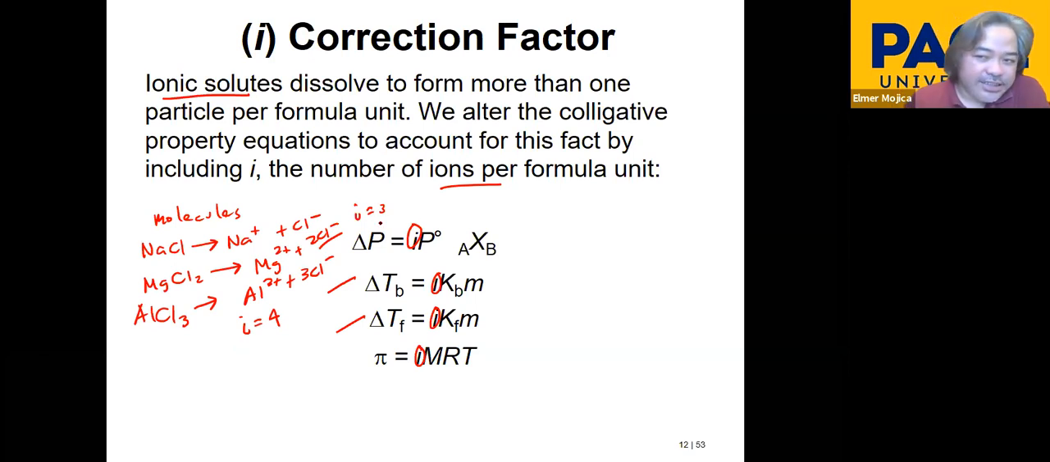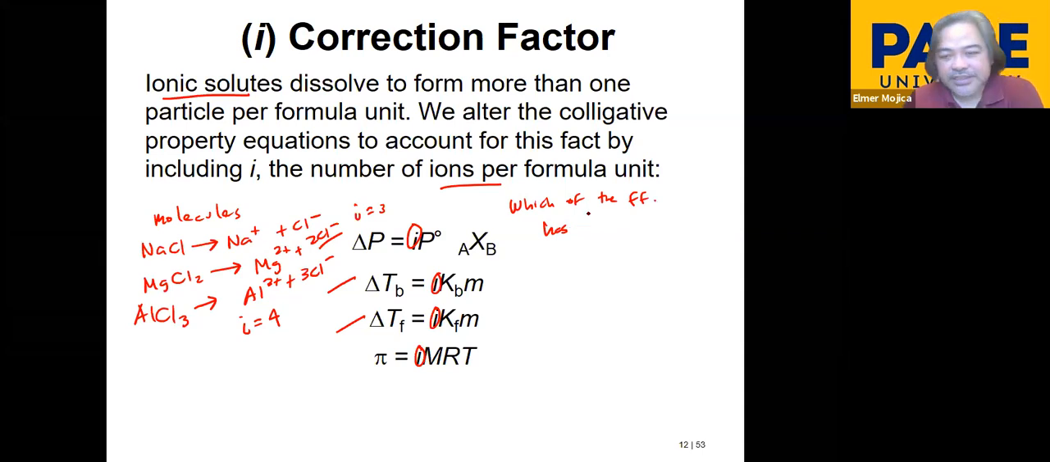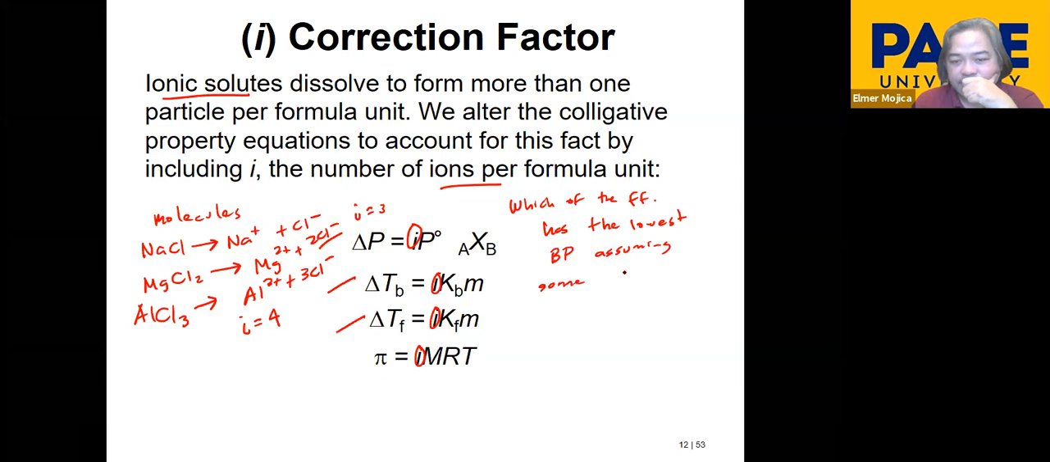So if you are asked a question, which of the following has the lowest boiling point, assuming the same molality, and your choices are A, NaCl, B, magnesium chloride, C, AlCl3, and this one is sugar. So what will be your answer?